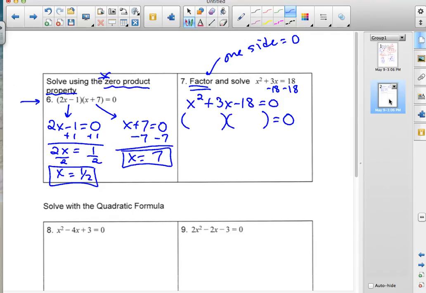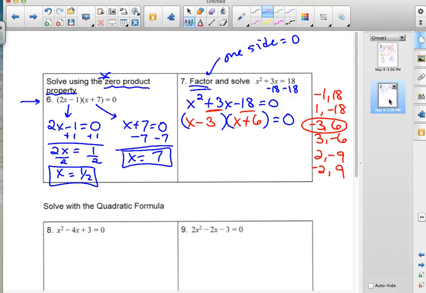All right, so we're looking for 2 numbers that multiply to be negative 18. So my options would be negative 1 and 18, or the opposite, 1 and negative 18. I could use negative 3 and 6, 3 and negative 6. I could use 2 and negative 9, negative 2, positive 9. The only one that's going to get me a positive 3 when I add them up is this one. So I need x minus 3 and x plus 6.